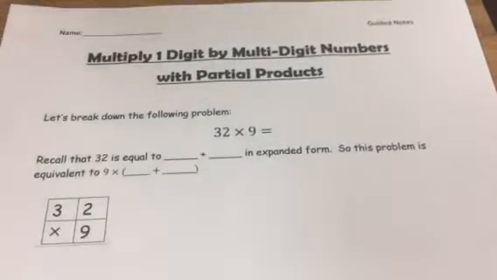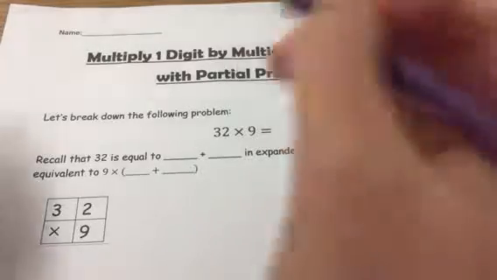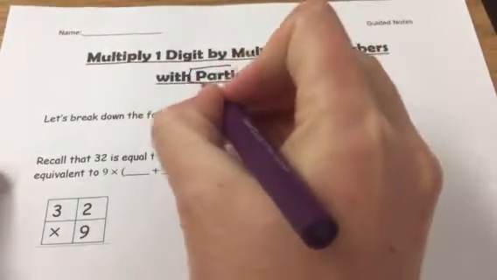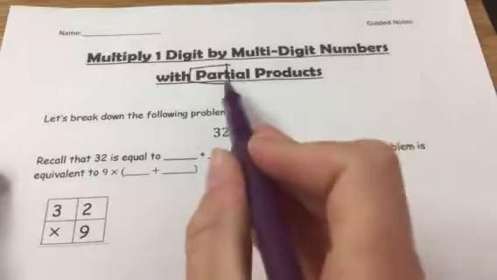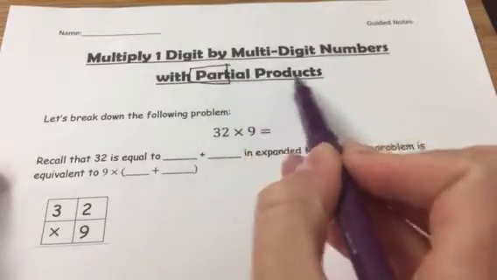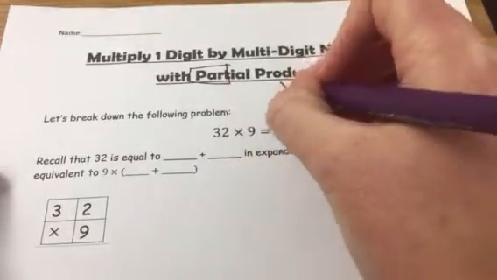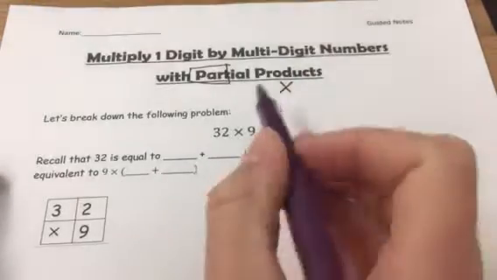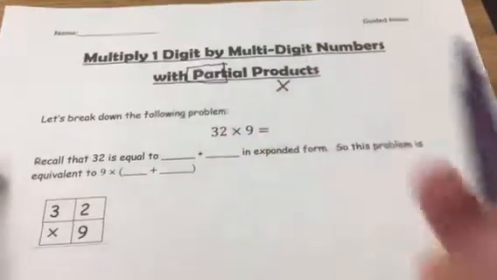Today we're going to take a look at a new strategy to multiply multi-digit numbers. It's called partial products, and what it does is it breaks up our numbers into parts. So what we're going to do is break up our numbers into parts, multiply them, which is the products piece, and then we're going to add them all together for our final answer.